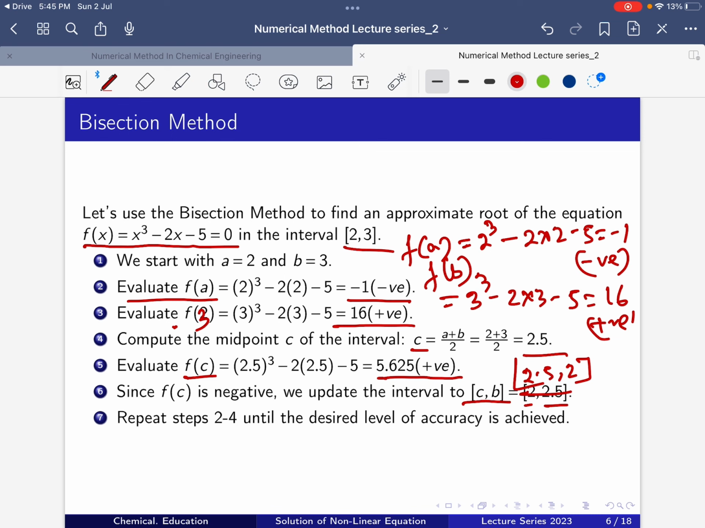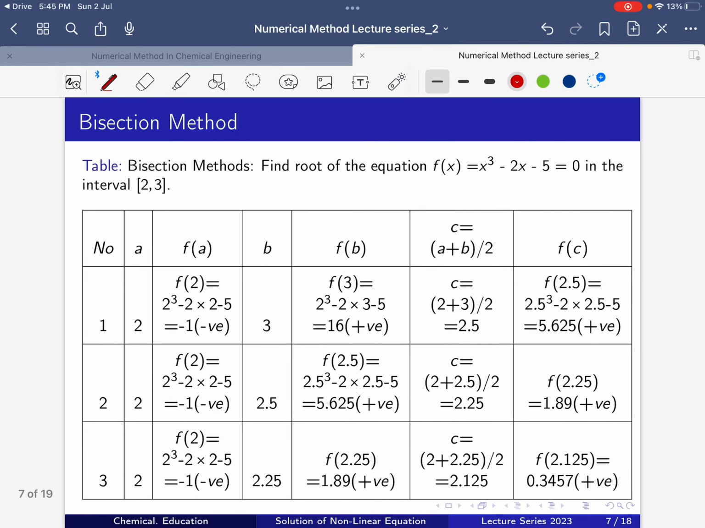Now I'll explain in detail here in the table. Okay, so this is our function. First, this is the iteration number. In the first iteration, a is equal to 2, so we calculate f(2), that is minus 1, negative. At b equal to 3, f(3) is 16, positive sign. So root lies between a and b.